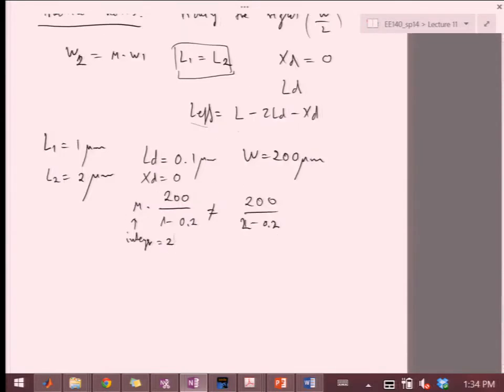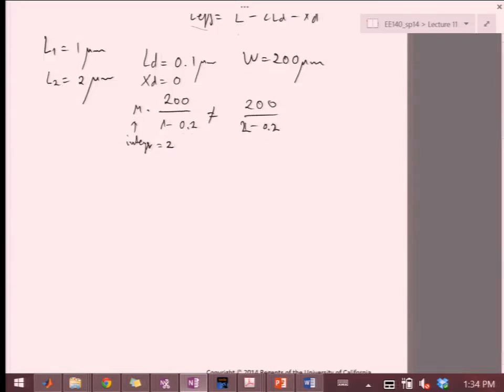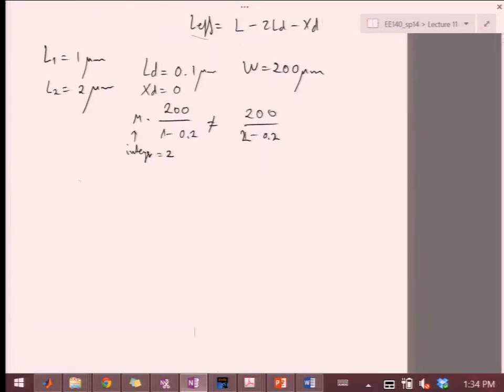And so the suggestion was to say, well, okay, let's use the same L. So what we have then is that W2 is 2 times W1 and L1 equals L2. And then nominally, we should be able to get that W over L2 is 2 times W over L1, even effective, right?